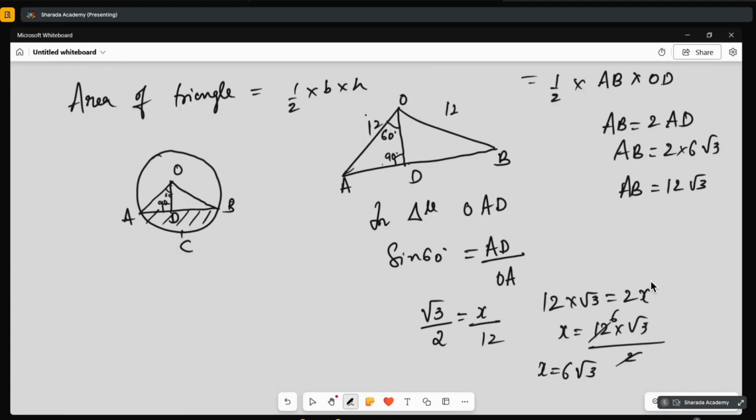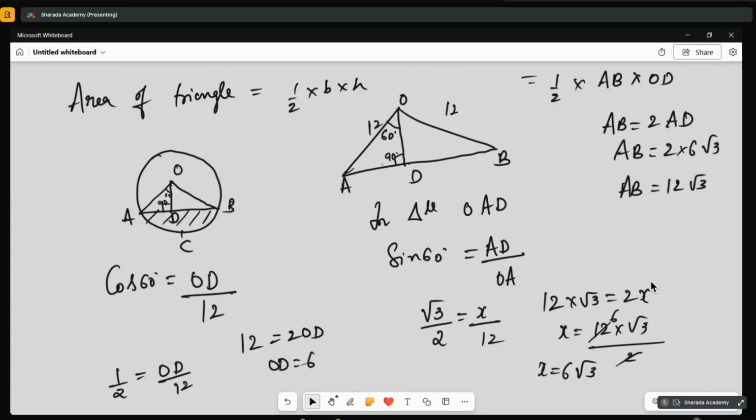Okay. And next OD, I have to calculate. Now cos 60 degrees will be equal to, adjacent side is what? OD, divided by the hypotenuse, that is 12. Cos 60 is how much? 1 by 2. So that is equal to OD by 12. Okay, cross multiply. 12 is equal to 2 OD, or OD is equal to 6. Okay. Now put those values in the triangle. That is half into 12 root 3 into 6.